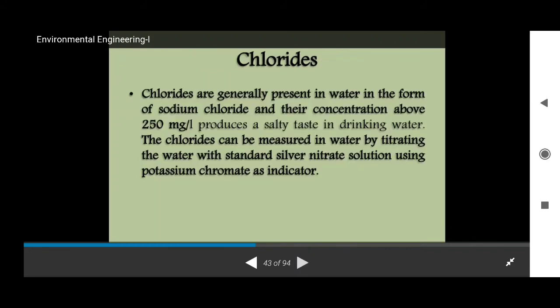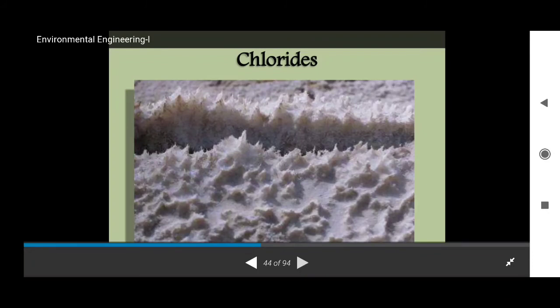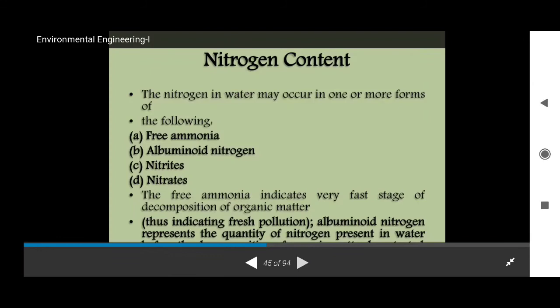So you can see that chlorides are generally present in water in the form of sodium chloride, and their concentration above 250 milligrams per liter produces a salty taste in drinking water. The chlorides can be measured in water by titrating the water with a standard silver nitrate solution using potassium chromate as indicator, right? So chlorides can also be removed.